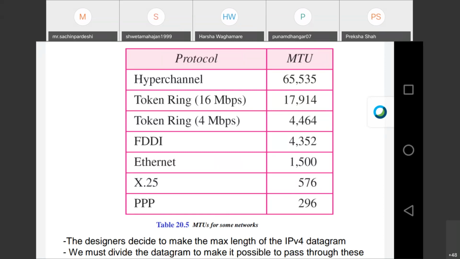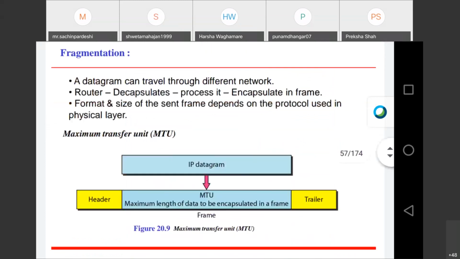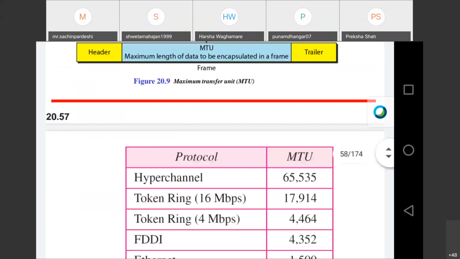But many times, whenever the datagram is moving in the network, it has to move through different types of networks, different types of channels. So since different types of networks have different maximum transmission units, we have to divide the datagram into different parts. Okay, so dividing it into different parts is nothing but fragmentation.